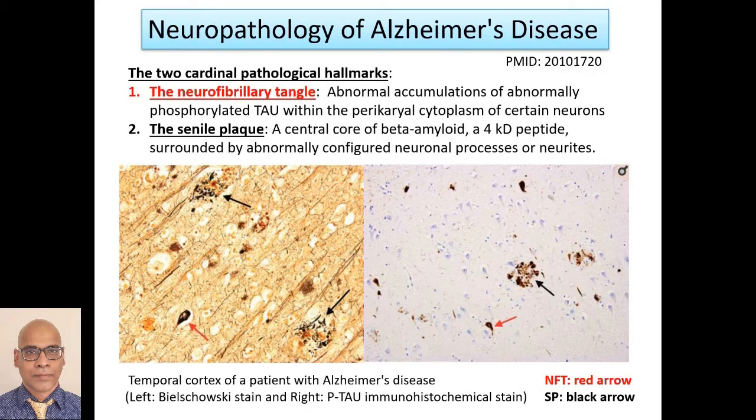Alzheimer's disease is characterized by two cardinal pathological hallmarks: the neurofibrillary tangle, which is an abnormal accumulation of phosphorylated tau within the perikaryal cytoplasm of certain neurons, and the senile plaque, a central core of beta amyloid protein, a 4 kilodalton peptide surrounded by abnormally configured neuronal processes or neurites. In this Bielschowsky stain and phospho-tau immunohistochemical stain of a human Alzheimer's patient's temporal cortex section, you can see the presence of both NFT and senile plaques.